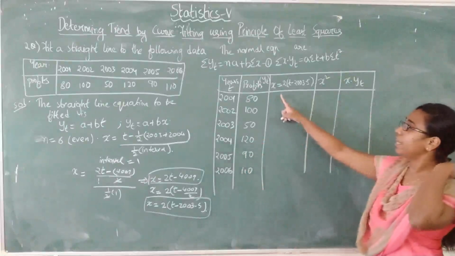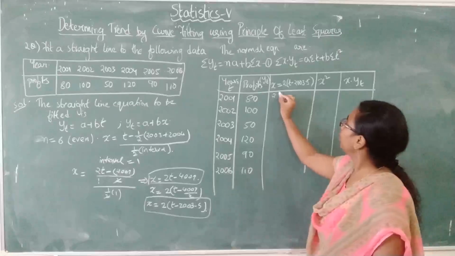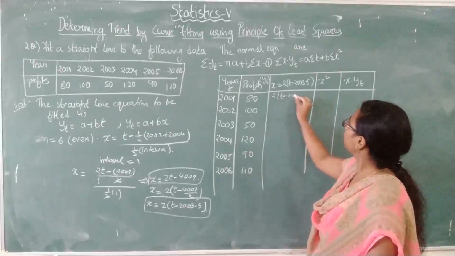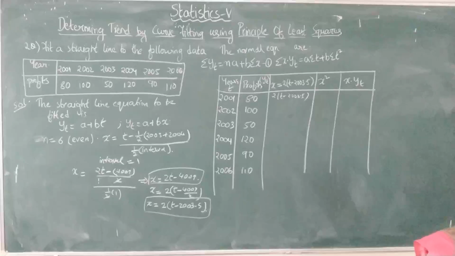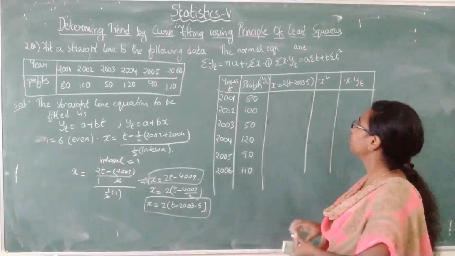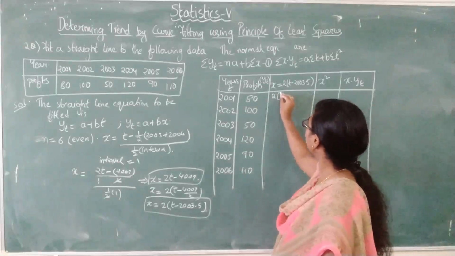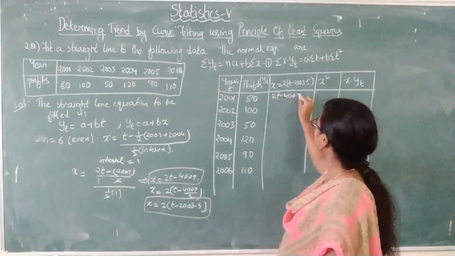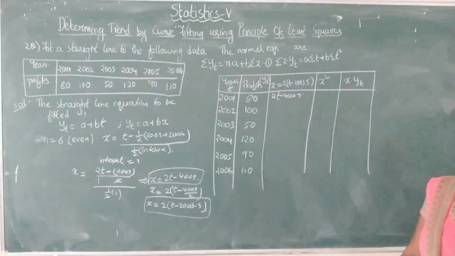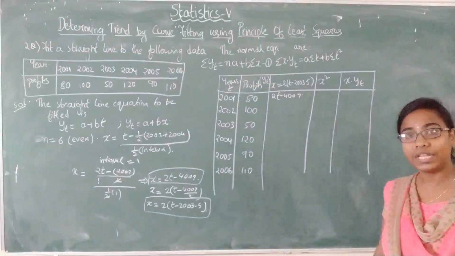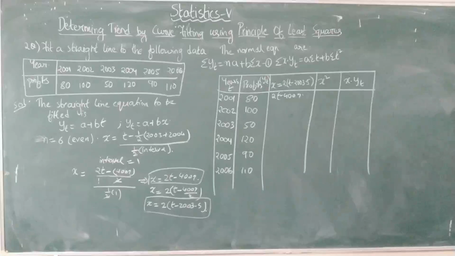Now we will find the x value, that is 2 into t minus 2003.5. You can write it like this, or you can also consider it as 2t minus 4007. You can take 2t minus 4007 also. It will be simple for the calculation.